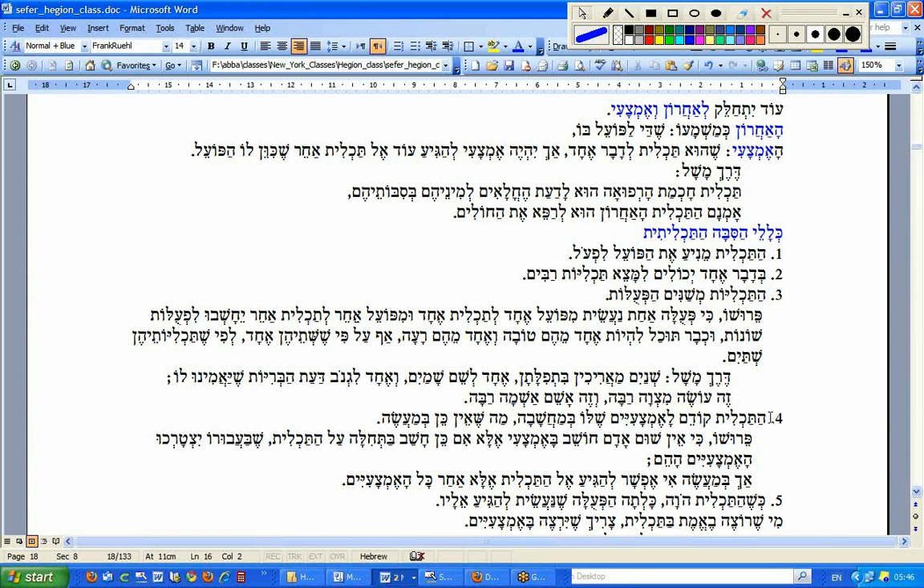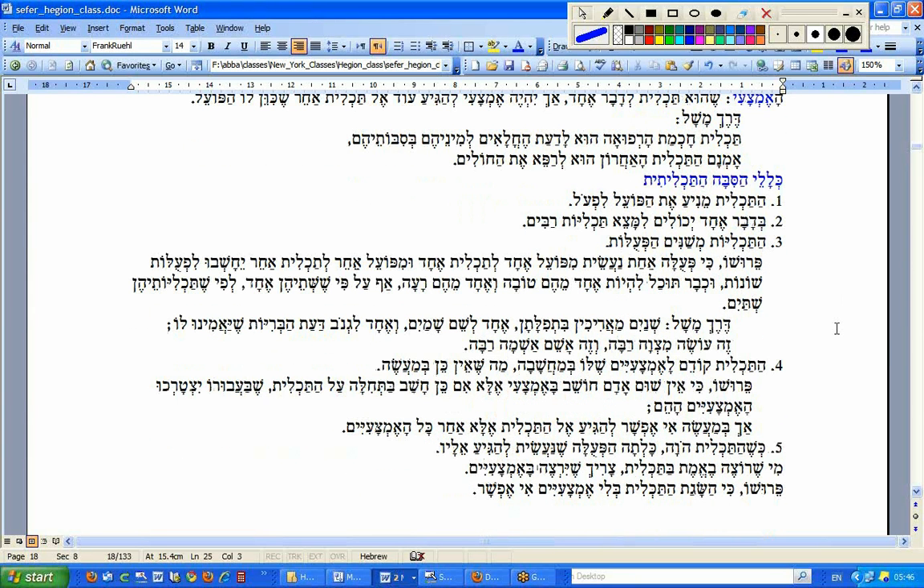What's the fourth rule here? Hatachlis kodem le'emsoyim shelo b'makshava. The goal is always before the means, at least when you're thinking. Masha ein came b'maisa, but not when you actually do something. What does that mean? Perishal. Ki ein shum adam choshev be'emsoi ela im kein chashuv b'techilas ala tachlis. There's no person who will think about means if he didn't first think about a goal. In other words, first you have a goal, and then you think about the means.